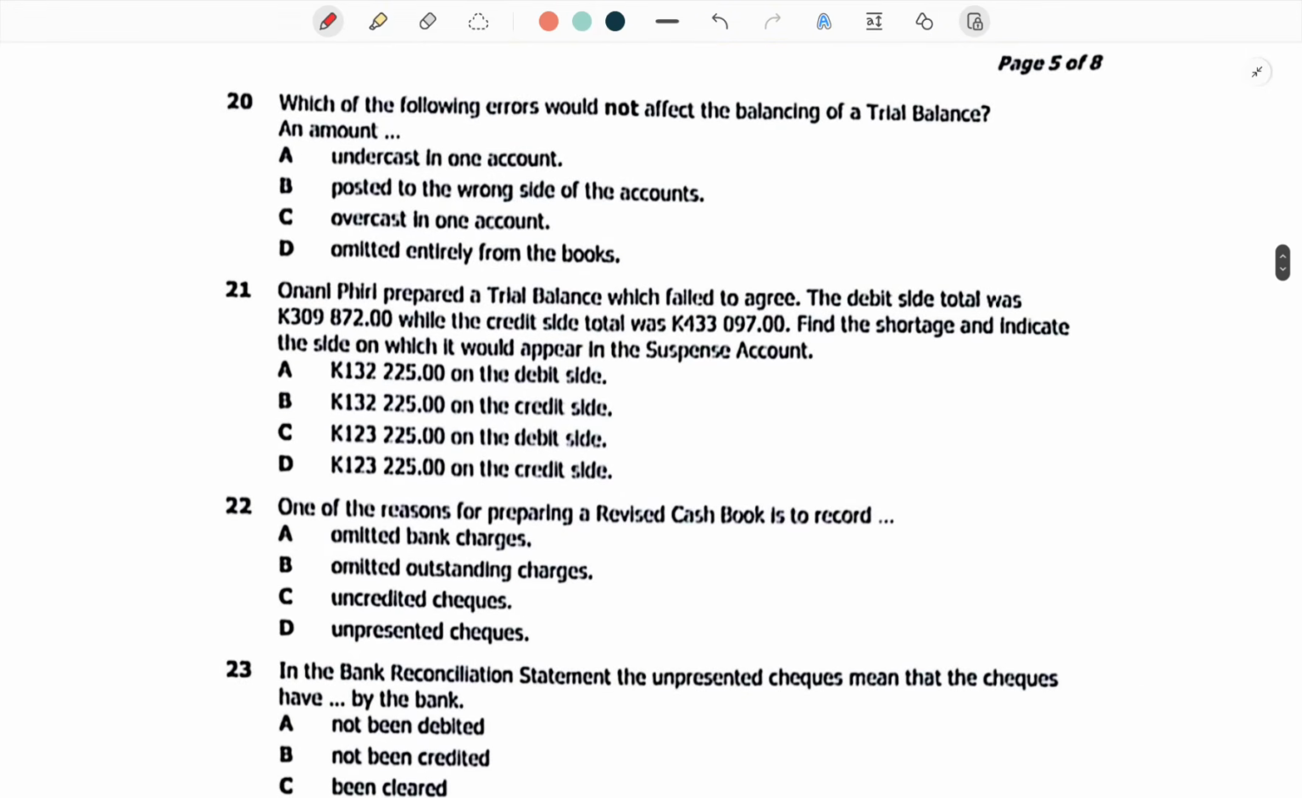20. Which of the following errors would not affect the balancing of a trial balance? A, undercast in one account; B, posted to the wrong side of the account; C, overcast in one account; D, omitted entirely from the books. Which of the following errors would not affect the balancing of a trial balance? Okay, so the best answer would actually be D, omitted entirely from the books.